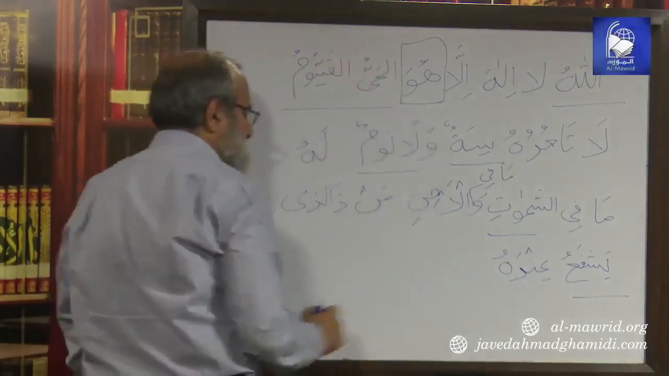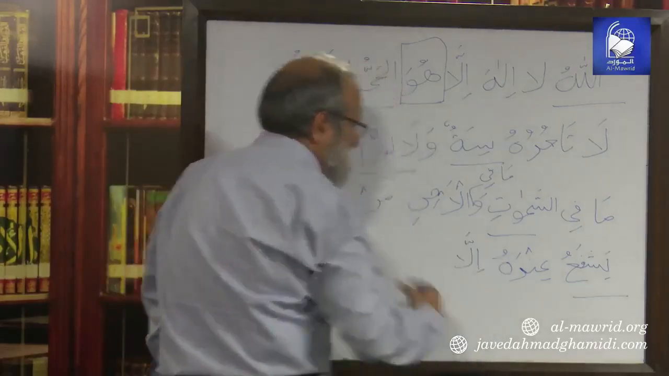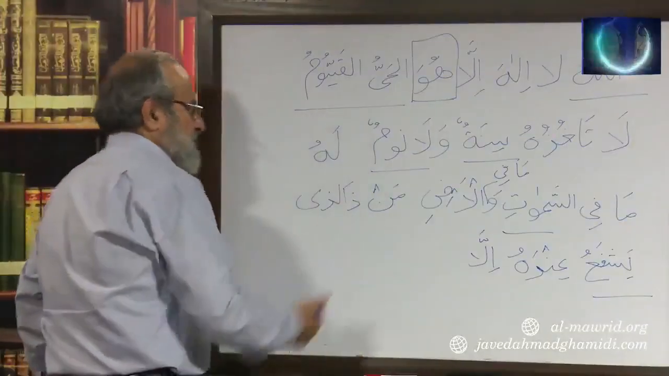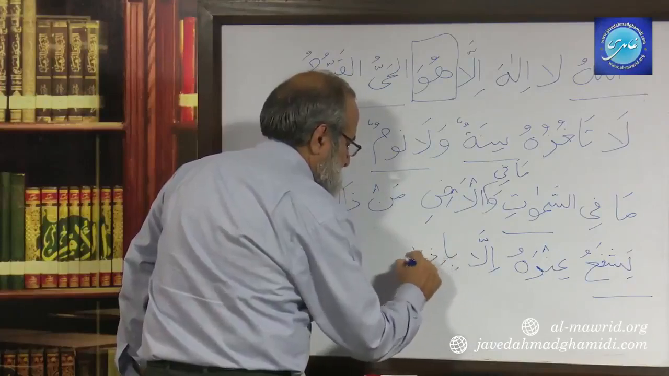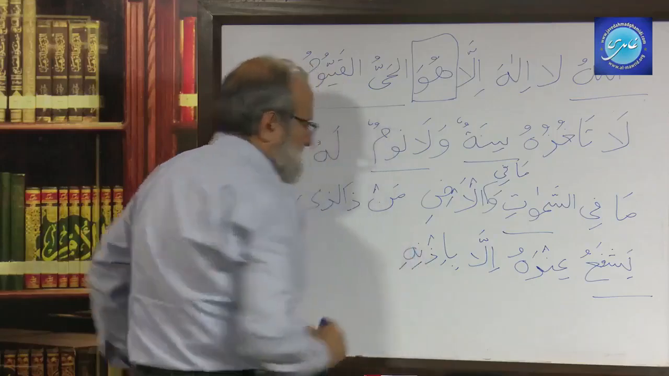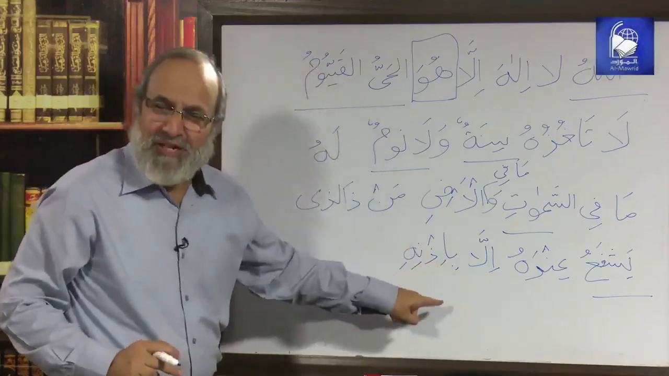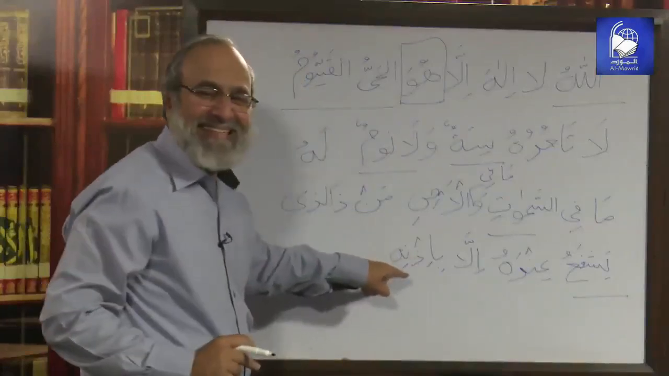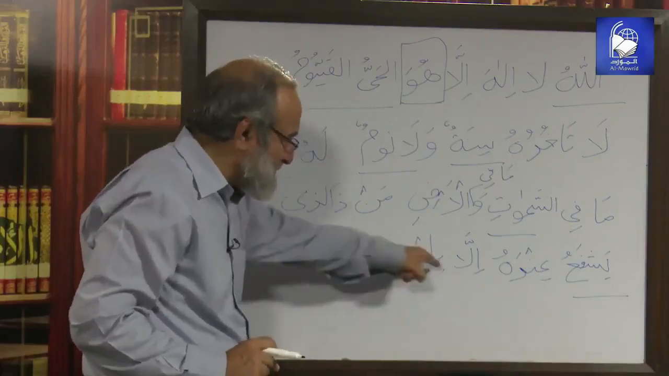Man zal ladhi yashfa'u indahu illa, except. You know, there are certain words which are repeated so many times, so often, that you would know their meanings. Illa is one of them. Illa bi izni, except by his leave, his will. Now, this bi is one of the huruf jar, and it has actually given jar to izn. So this iznihi, this jar is because of bi.